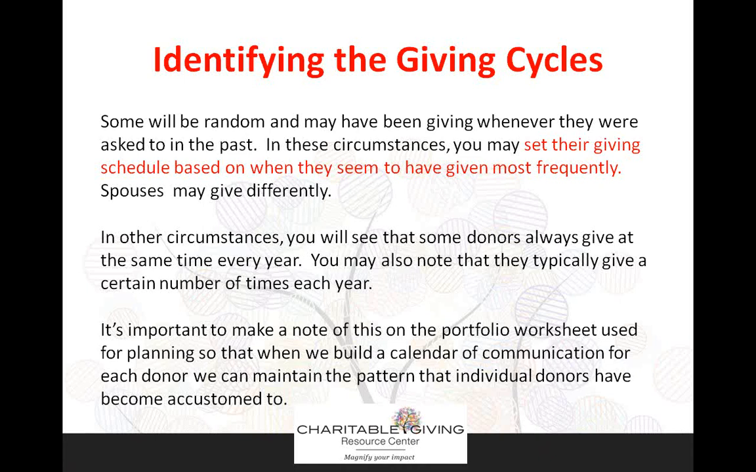If other circumstances exist, you'll see that some donors always give at the exact same time every year. They are like clockwork. You should also note typically that they give a certain number of times each year. Maybe somebody gives 6 times a year and it's every other month. Isn't that interesting? When am I sending them information? If it's on the month opposite of when they traditionally give, you're missing the boat with that.